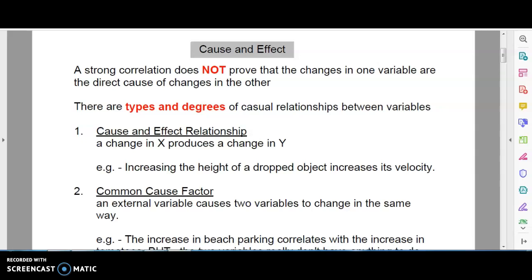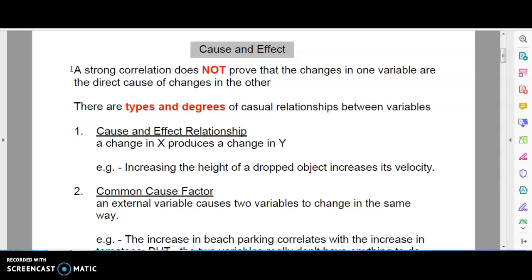Okay, guys, so today we're going to be looking at cause and effect. To start off here, it says a strong correlation does not prove that the changes in one variable are the direct cause of changes in the other. Okay, there are types and degrees of relationships or causal relationships between variables. Okay, so there's different ways.